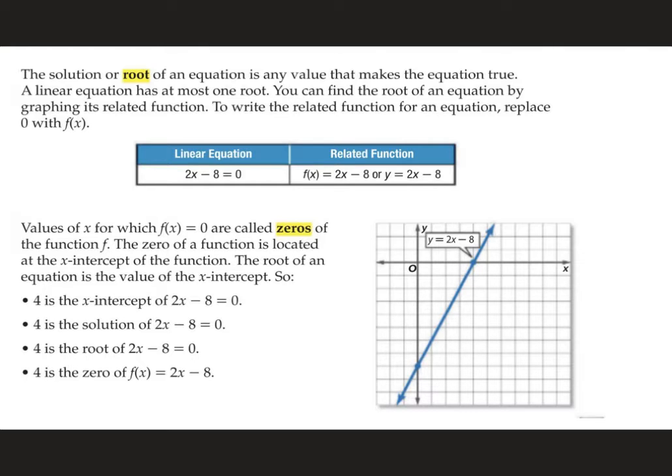Then we also can call the values of x wherever they equal 0 the zeros of the function. The zero of a function is located at the x-intercept. So whenever you see a graph that has an x-intercept, then that's the zero, or the number that would make the equation equal 0. So this is a lot of terminology or vocabulary that we can use when we're talking about linear functions.